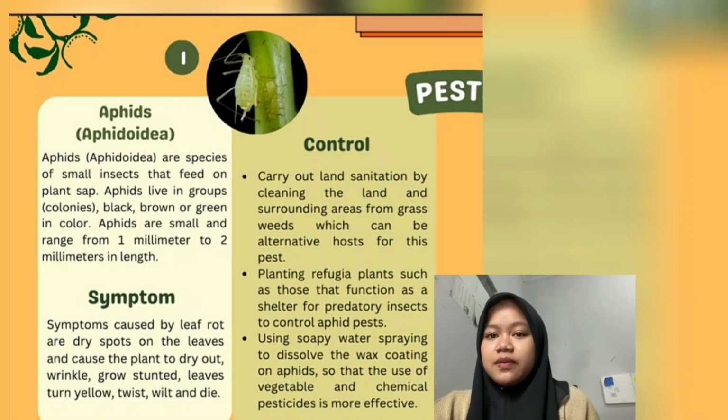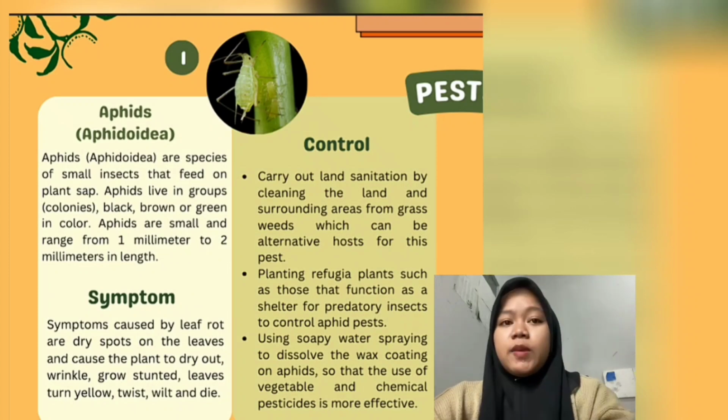I will explain the pests that exist in citrus plants. Number 1, aphids. Aphids are a species of small insects that feed on plant sap. Aphids live in groups, and are black, brown, or green in color. Aphids are small, ranging from 1 mm to 2 mm in length.